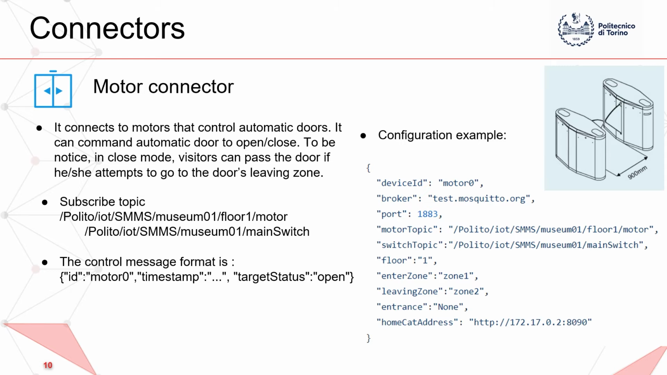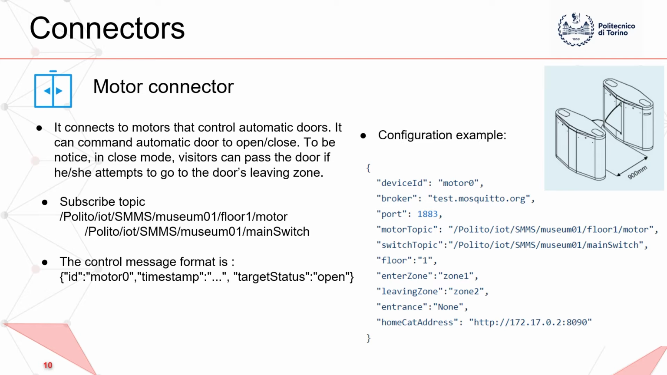The last connector in the system is motor connector, which is also an actuator in the system. It connects to motors that control automatic doors in the museum. In the design of our system, different zones are separated by automatic door which integrated with laser sensor or camera. Motor connectors can command automatic door to open or close.